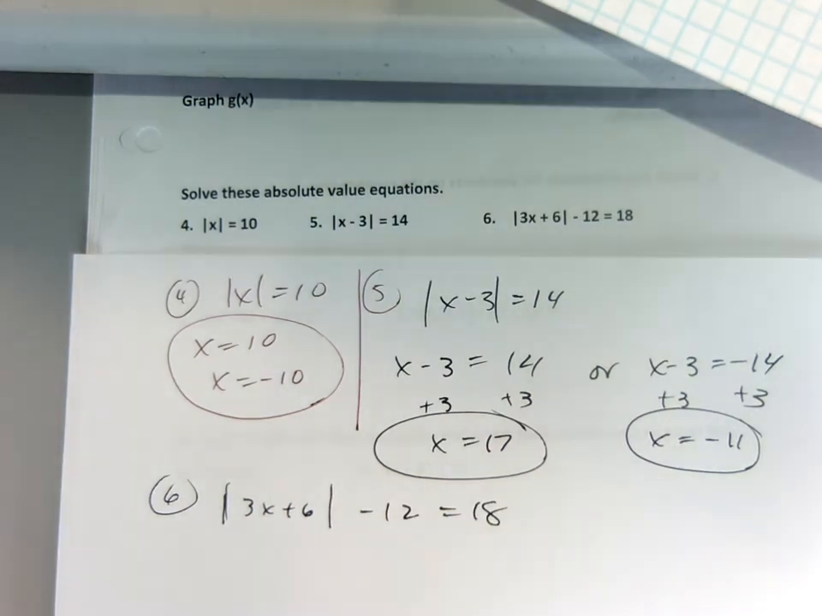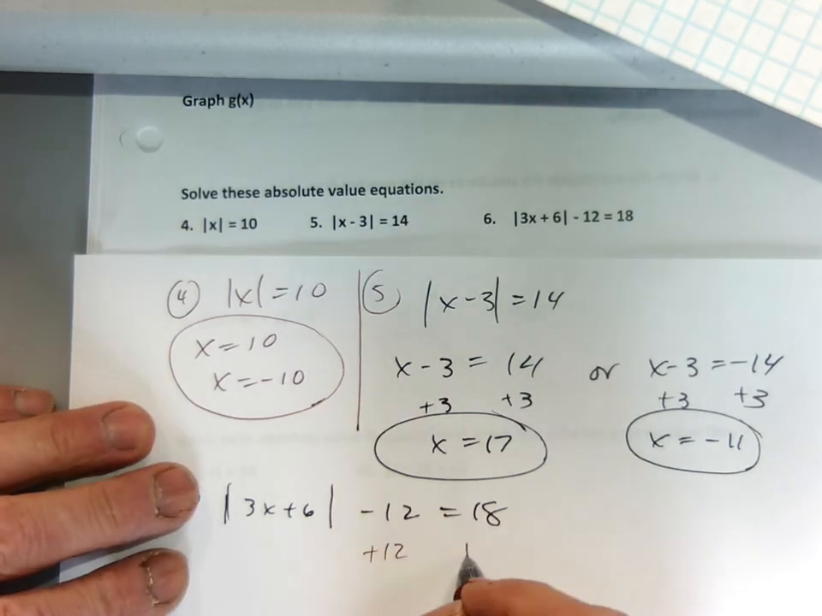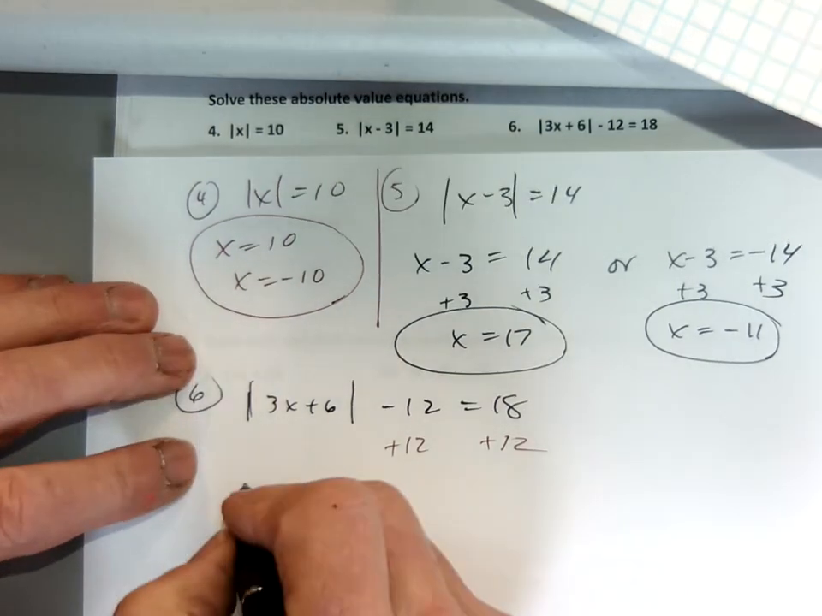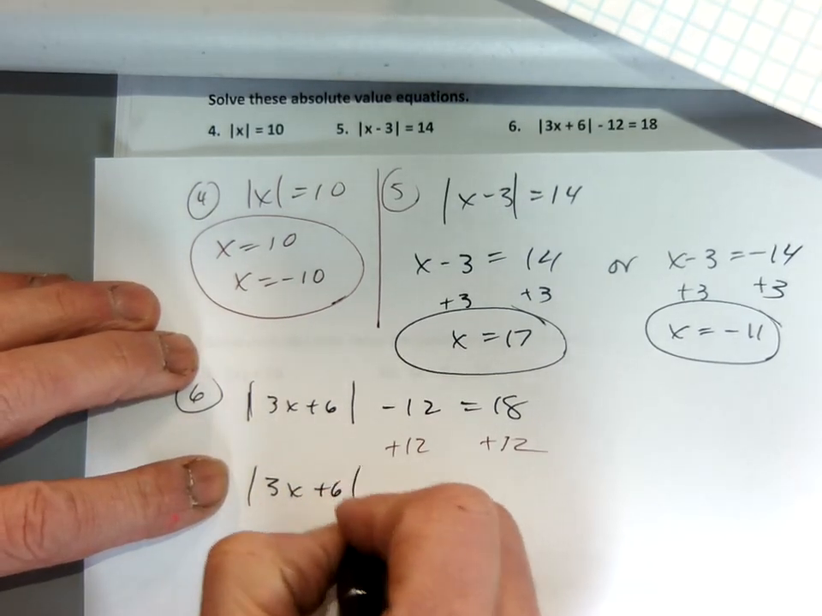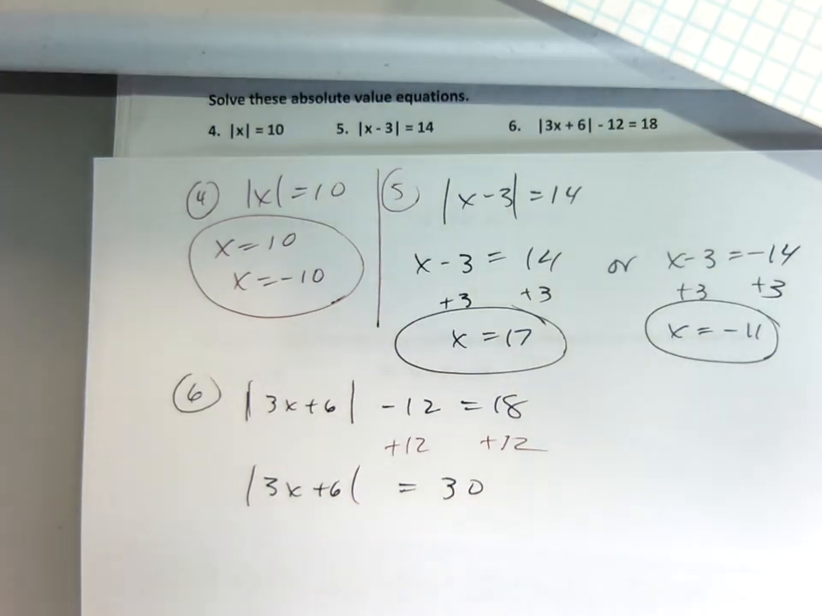Okay, let's tidy it up first. Let's get rid of this 12. So the first thing we do is just go plus 12. Then I'll have the absolute value of 3x plus 6 equals 30, right? 18 plus 12. And now I need two equations.